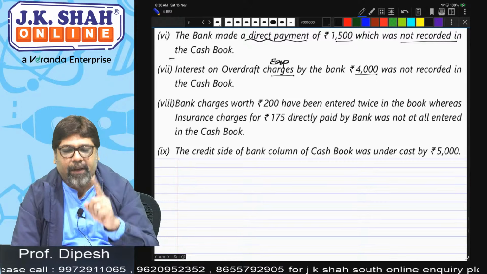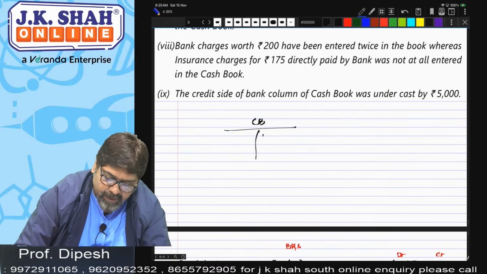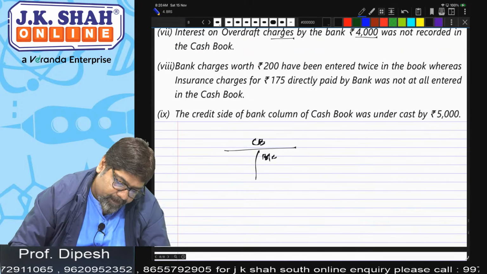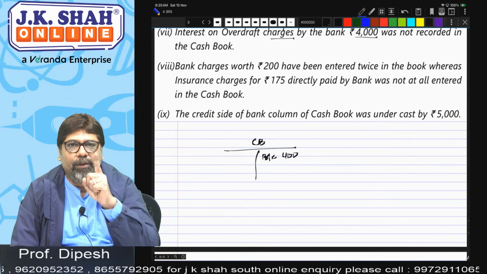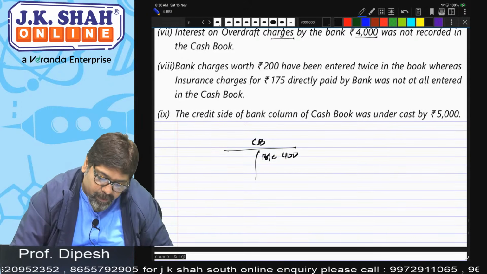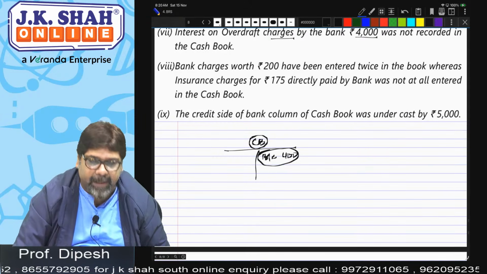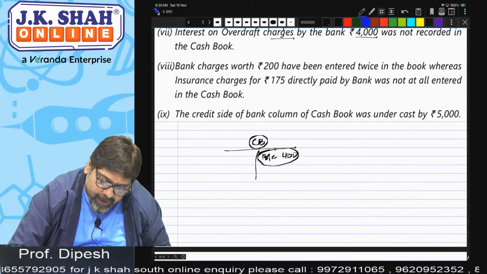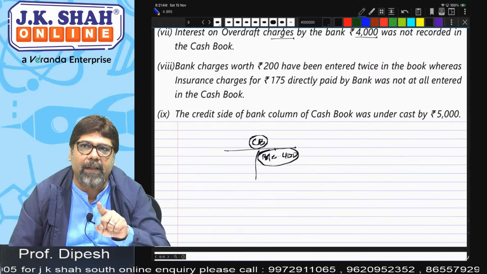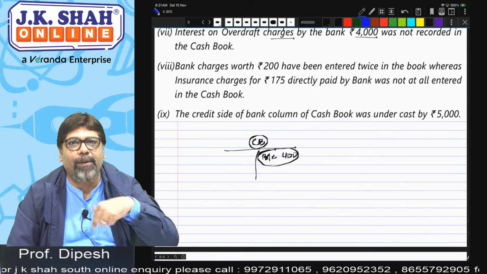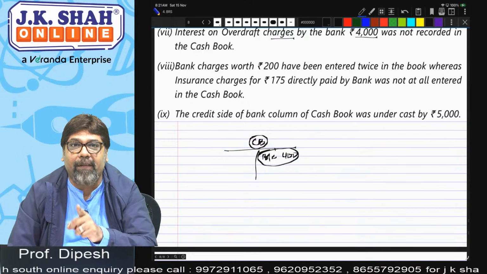Bank charges you have recorded twice in the book. Now bank charges in the cash book will come on credit side. How much? 200, but we have recorded how much? 400. Bank charges you have recorded twice in the cash book. Now how to rectify? Sir, you should have recorded only 200, no? But you have recorded 400, no? So you have recorded 200 extra on the credit side. To rectify, record 200 on the debit side.